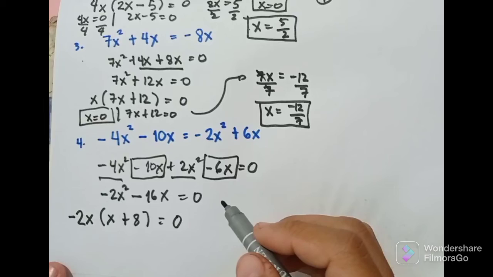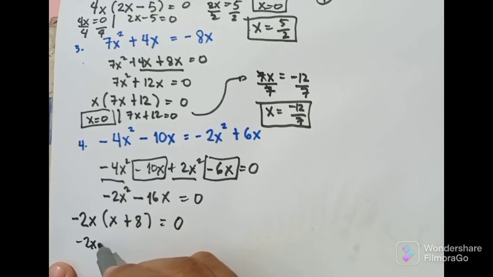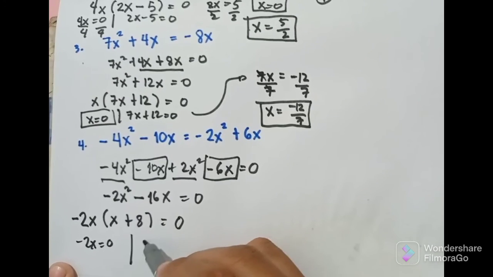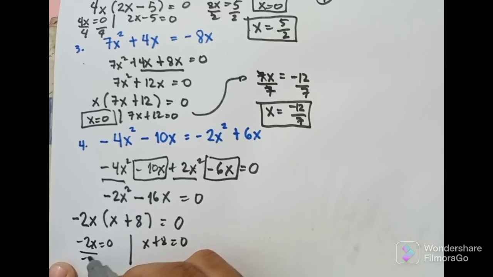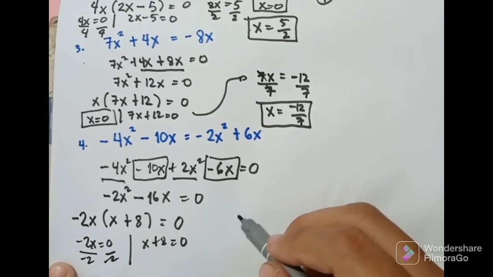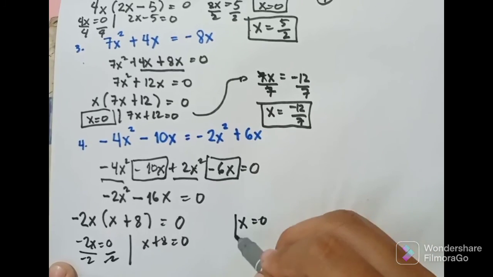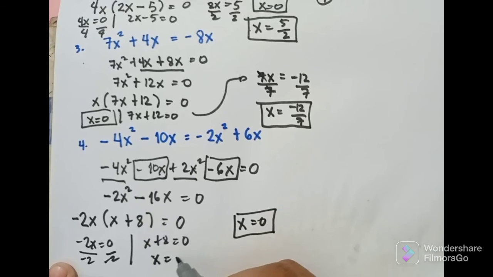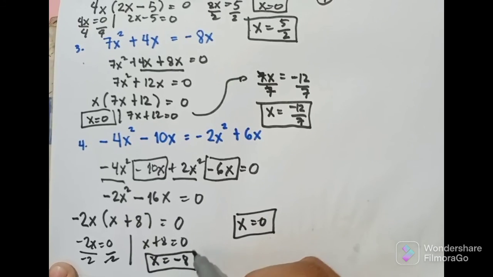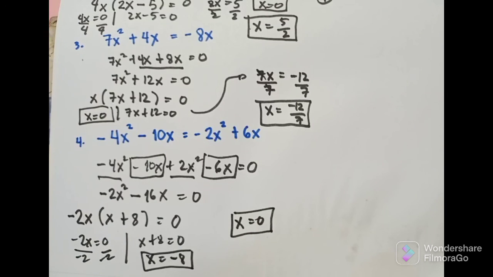So, now, wait natin. Negative 2x is equal to 0. Sa kabila, x plus 8 is equal to 0. So, divide lang natin to by negative 2. So, mangyayari, x is equal to 0. Ito, ilipat sa kabila. So, x is equal to negative 8. So, therefore, ang values natin ay 0 and negative 8.